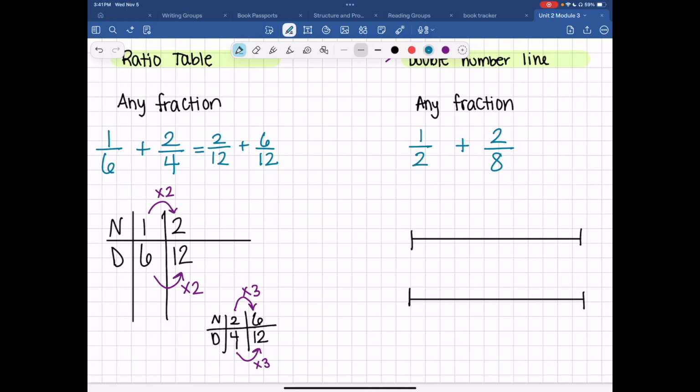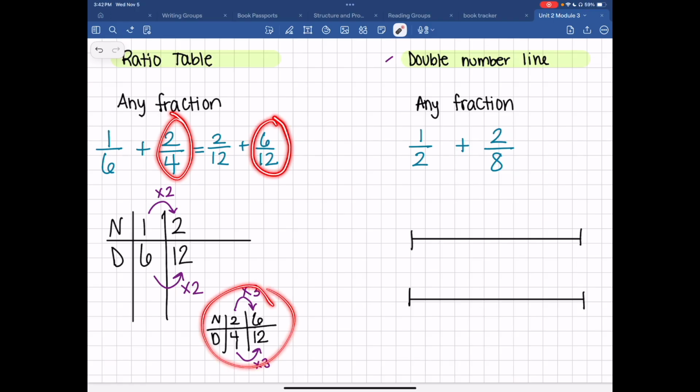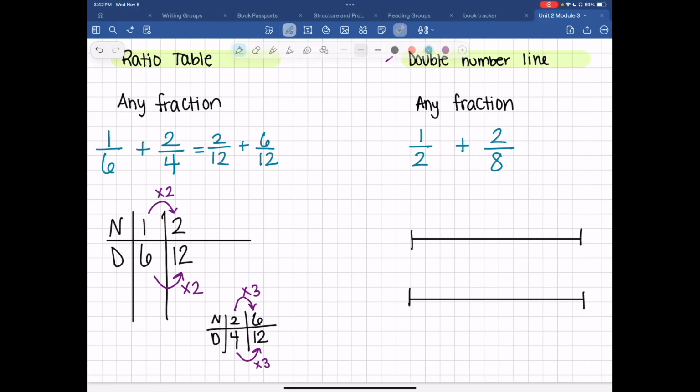Okay, so I know it was lots of steps. Just to recap, we started off here. We found equivalent fractions so that we could add them together. So 1/6 is equivalent to 2/12. We did that right here. 2/4 is equivalent to 6/12, which we did right here. Now that they have a common denominator, we can go ahead and add them together. 2/12 plus 6/12 is 8/12.